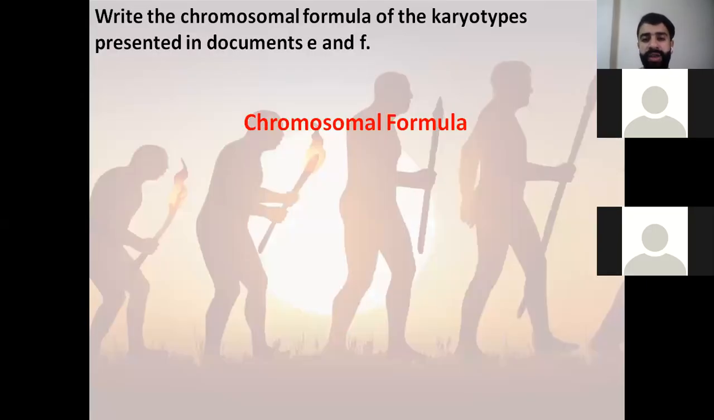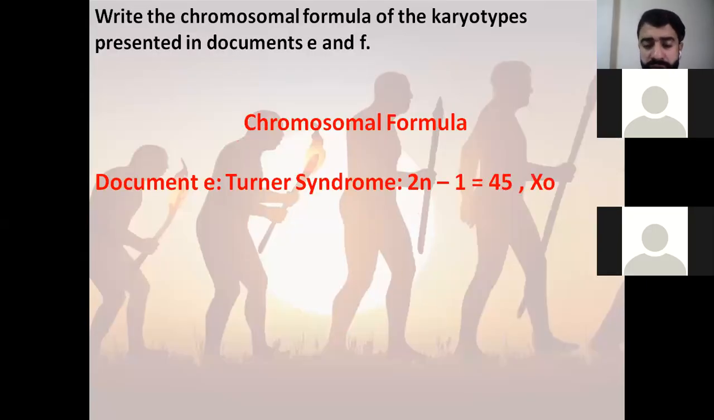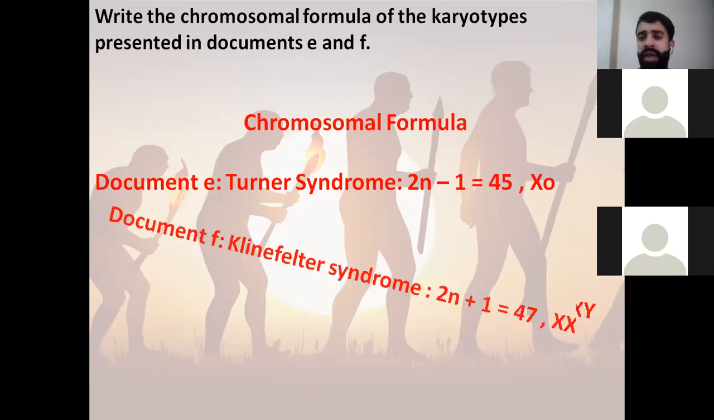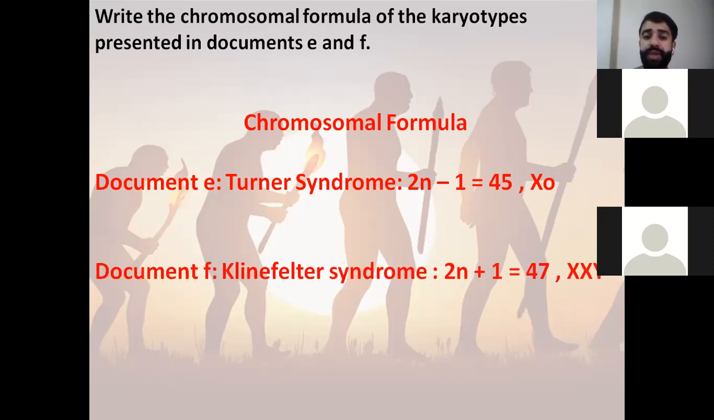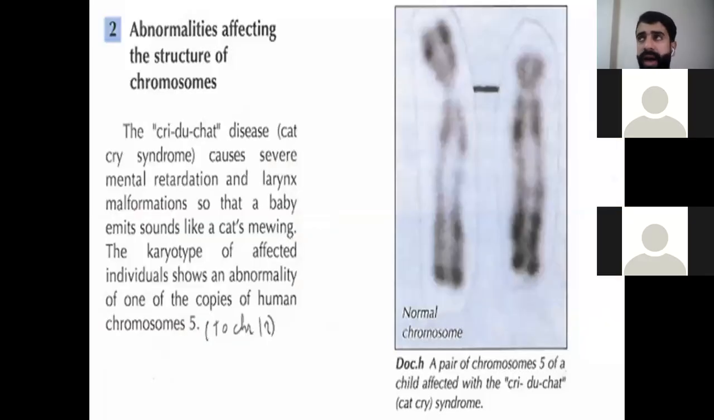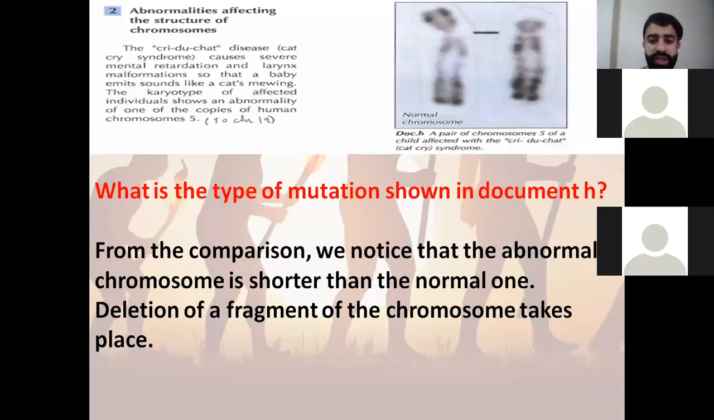And we talk about the chromosomal formula of Turner syndrome. It's always 2n minus 1 equals 45, comma X0. And for Klinefelter syndrome, 2n plus 1 equals 47, comma XXY. Also, we talk about Cri-du-chat syndrome. We have a missing part of chromosome pair number 5. So this leads to Cri-du-chat syndrome.